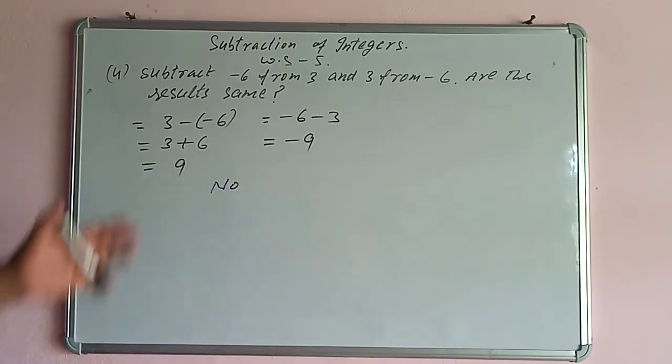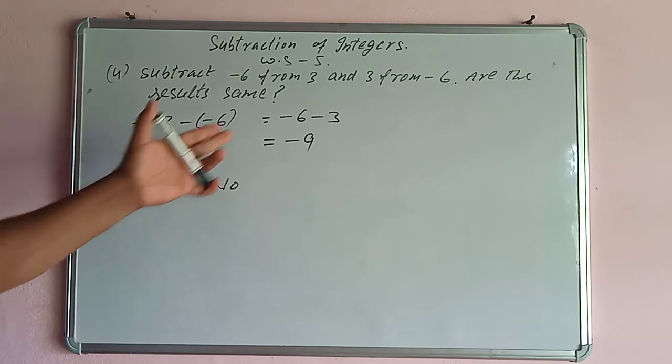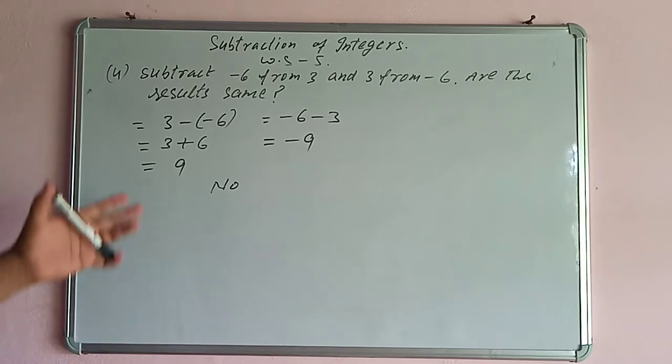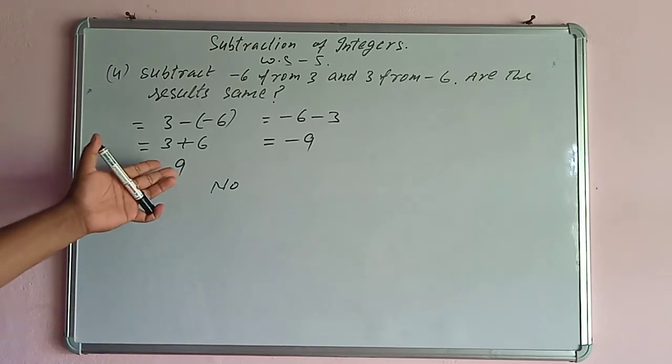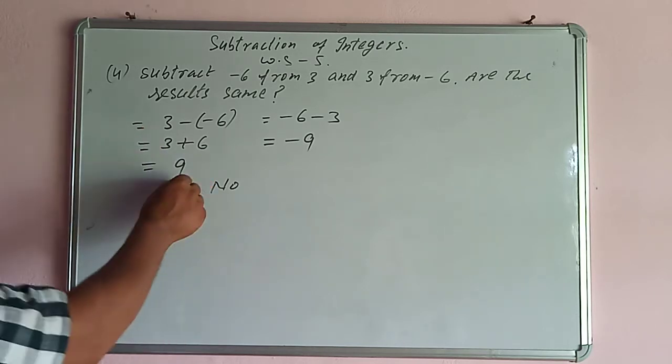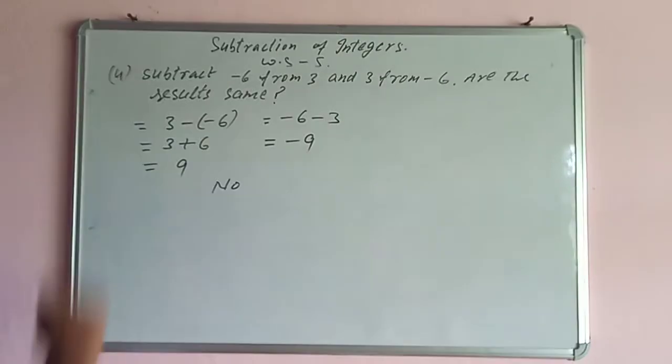Because in the first part our answer is positive 9 and in the second part our answer is minus 9. So why they are not same? Because both have opposite sign. It is positive 9 and it is negative 9.